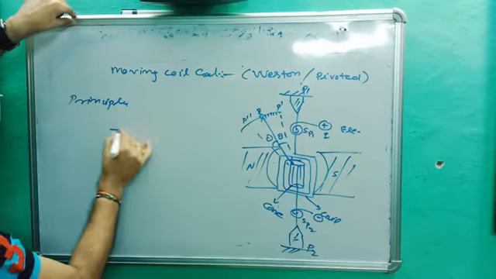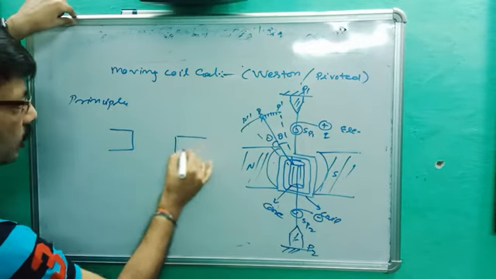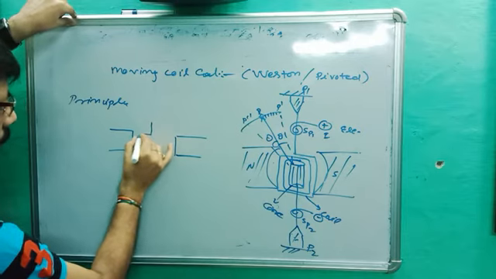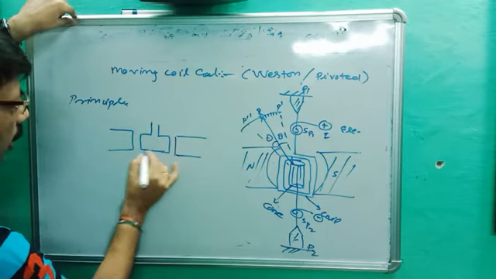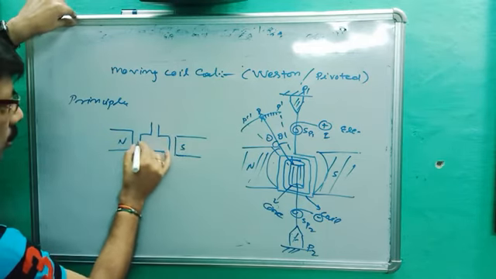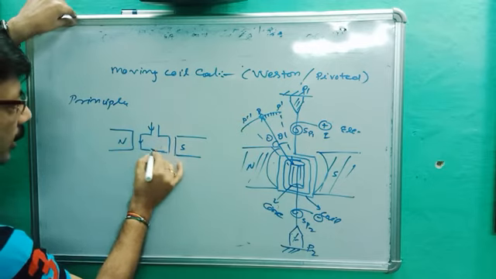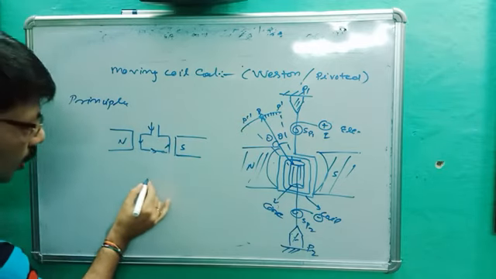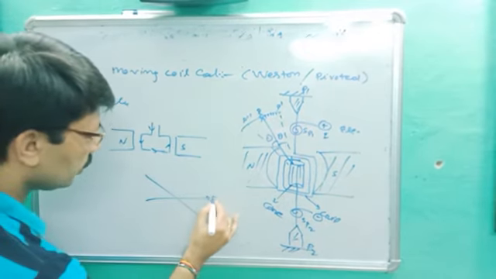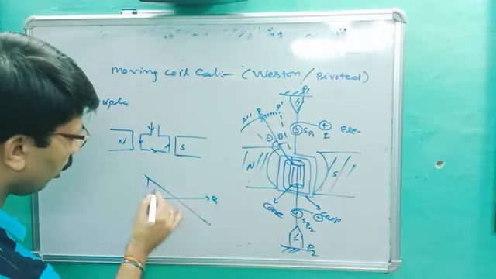Principle you better know, it was already taught. This is a horseshoe magnet. It is the rectangular coil, north and south. When current is drawn through the rectangular coil, what happens? You better know, already taught. This is the magnetic field. It makes how much angle? Theta.